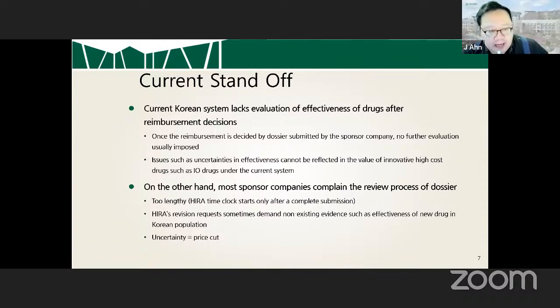So how do we address this lack of price evaluation after reimbursement, because the actual drug price changes over time, plus all these complaints about the lengthy review process? A lot of companies are complaining that there is uncertainty, and HIRA is trying to lower the price based on that uncertainty. Some of the uncertainty cannot be answered because the drug is not yet introduced in the Korean population. And if the drug's effects or efficacy in the Korean population are uncertain, that evidence cannot be generated.